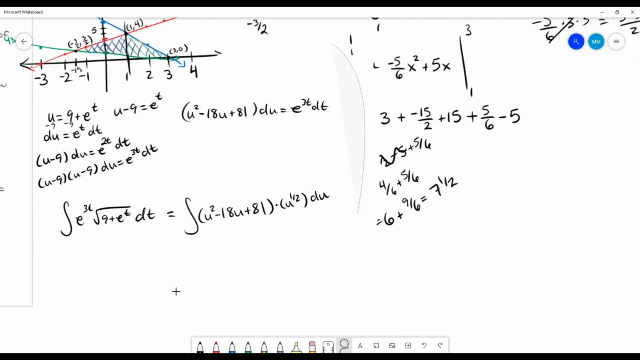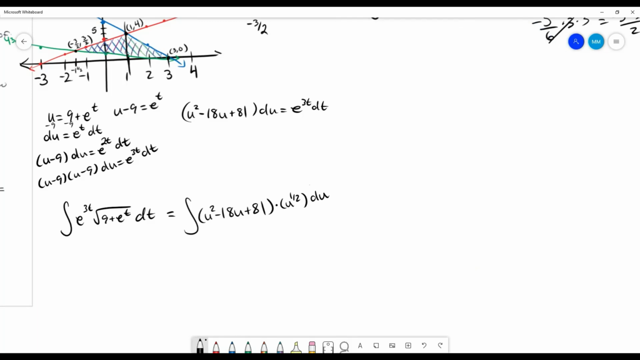And that might still look like it's not something we can really work with, but all we have to do from here is distribute again. Because I can distribute that 1/2 because we're just multiplying, right? So u to the 1/2 times u squared. When we multiply exponents with the same base, we add those exponents. So it's going to be u to the power of 2.5. Or I could write that as u to the power of 5/2, which I will do. Then this is u to the power of 1. So that's going to be u to the 3/2. And then plus 81 u to the 1/2.